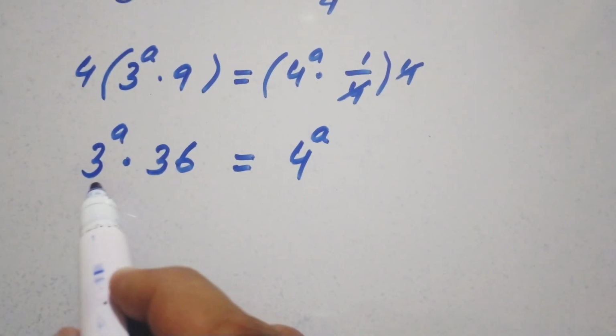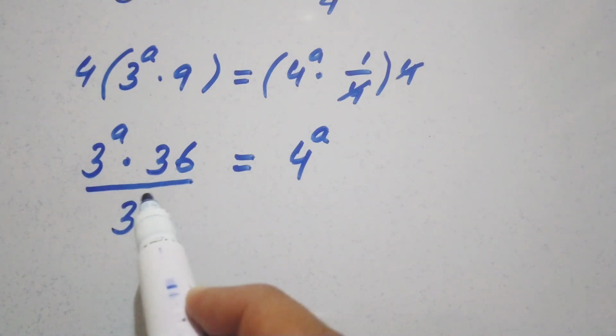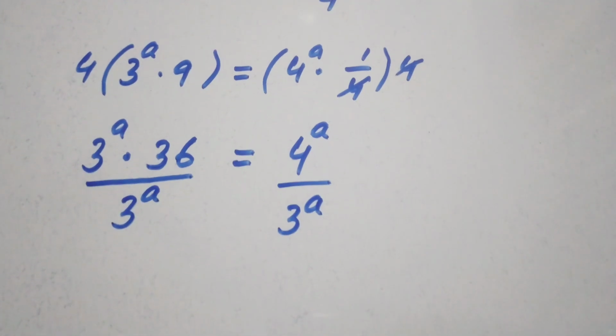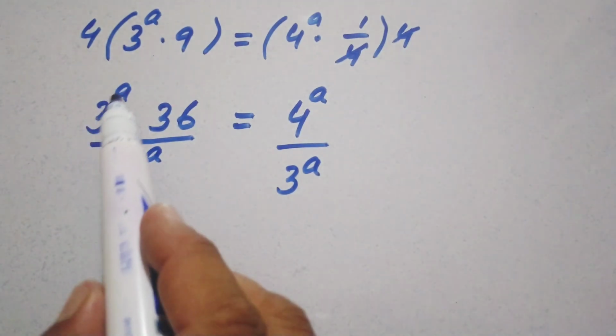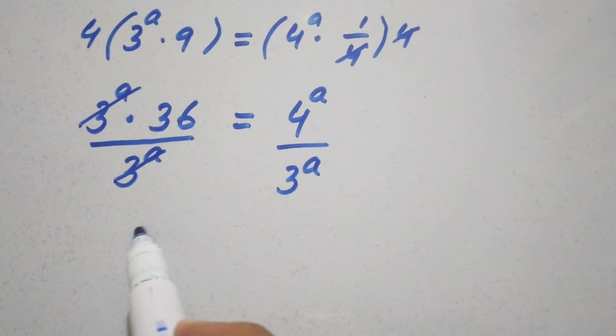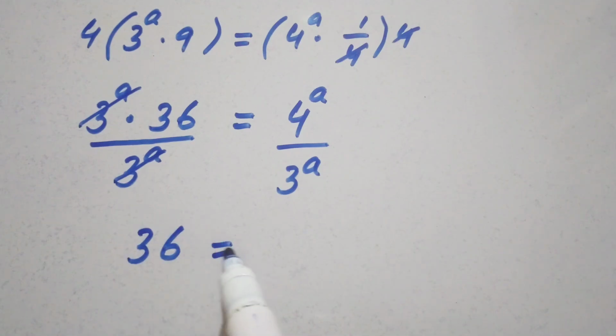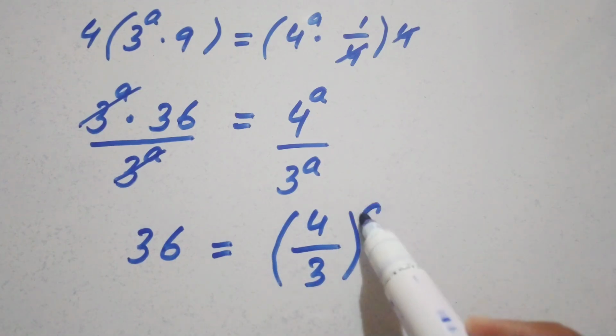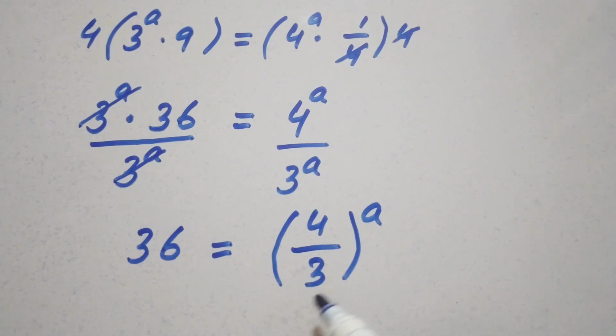Now dividing both sides by 3 power a. So this will cancel out, and 36 is equal to 4 power a divided by 3 power a. We will write this as 4 divided by 3 whole power a. So now we have 4 divided by 3 whole power a is equal to 36.